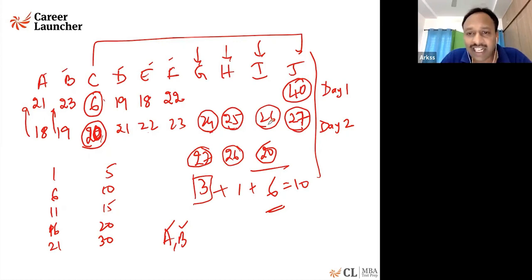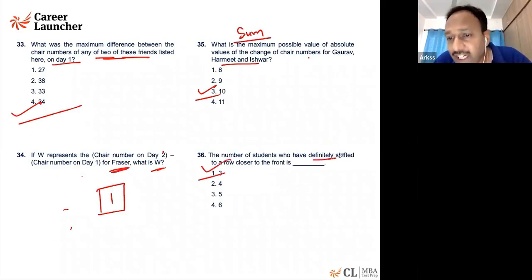24, 25, 26. The question is asking definitely. So I can't say for sure about these, but this is definitely closer. So J is also definitely closer. Hence the only possible answer for definitely shifted is 3.